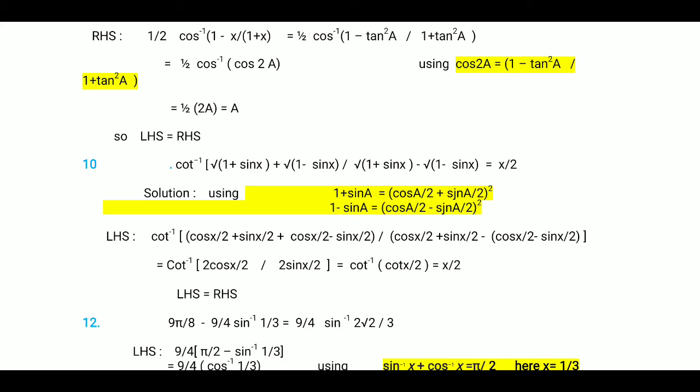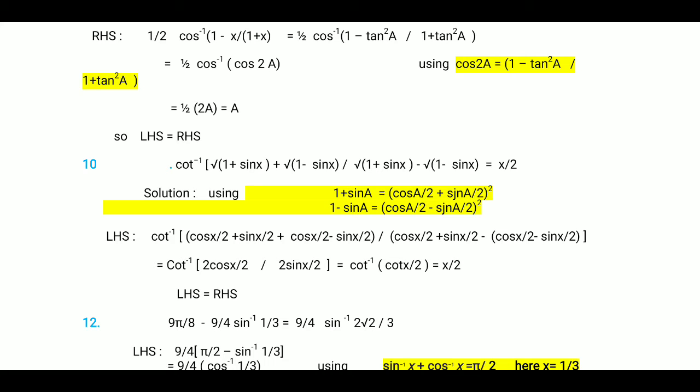Now I am taking question number 10 from the exercise: cot inverse of [under root 1 plus sin x plus under root 1 minus sin x] whole upon [under root 1 plus sin x minus under root 1 minus sin x] is equal to x by 2. Now we know the formula from trigonometry, 1 plus sin x is equal to (cos x by 2 plus sin x by 2) whole square, and similarly 1 minus sin x is equal to (cos x by 2 minus sin x by 2) whole square. We substitute the values of both 1 plus sin x and 1 minus sin x in the above expression.